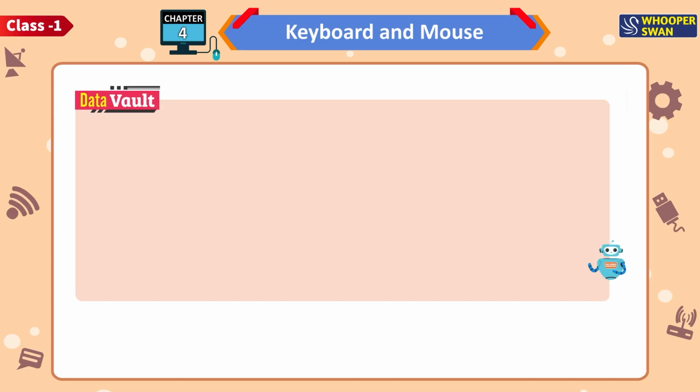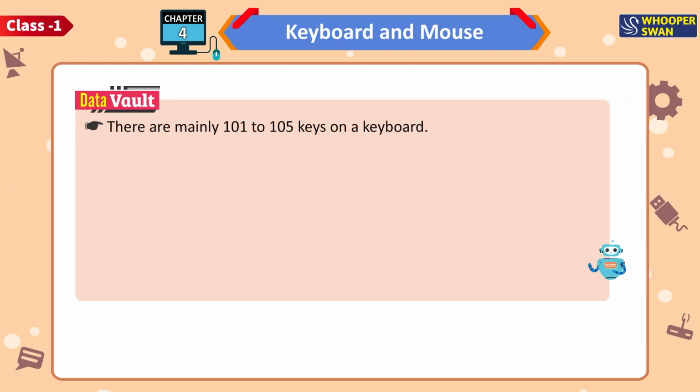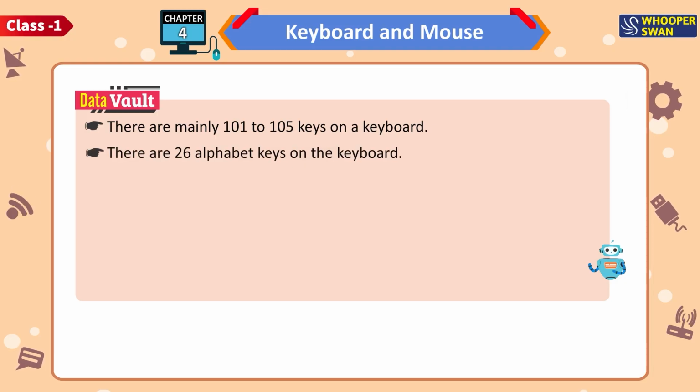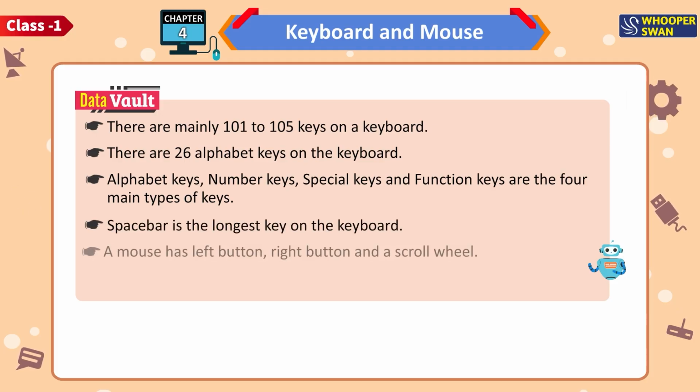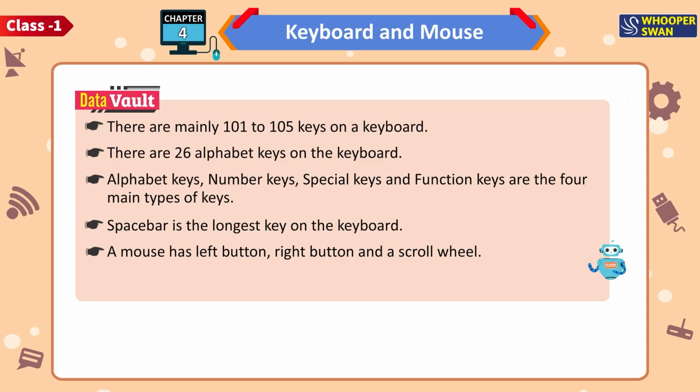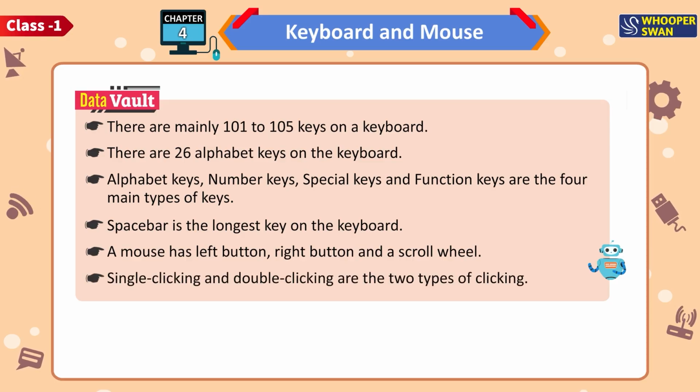Data vault. There are mainly 101 to 105 keys on a keyboard. There are 26 alphabet keys on the keyboard. Alphabet keys, number keys, special keys and function keys are the four main types of keys. Spacebar is the longest key on the keyboard. A mouse has a left button, right button and a scroll wheel. Single clicking and double clicking are the two types of clicking.